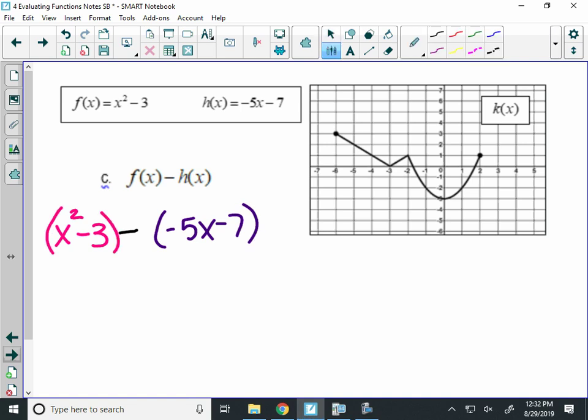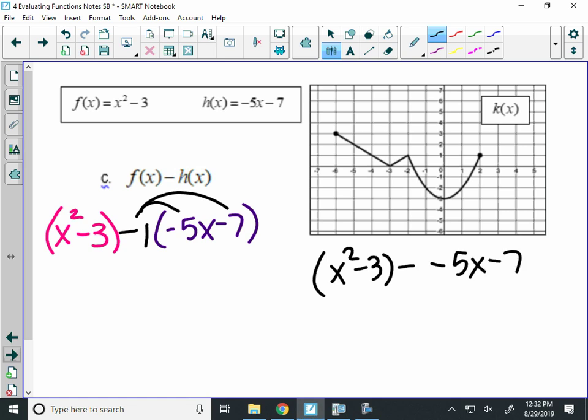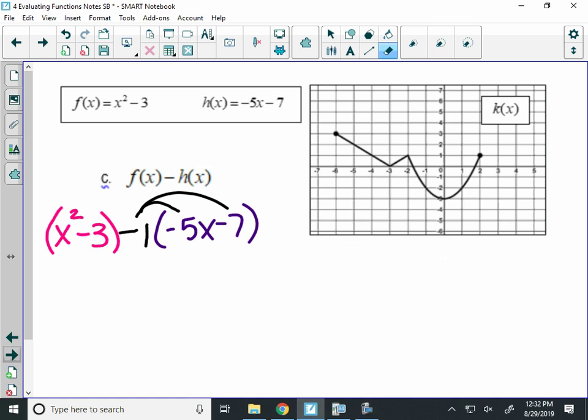And the reason I'm going to have you do that is because what do I have to do with this minus sign? Do what? Distribute it. All right? That's going to give me a very different answer than if I wrote just minus negative 5x minus 7. Because what's going to happen if you don't put parentheses is this sign will change correctly, but that one won't on the negative 7. And you'll forget that you have to distribute the negative to that term. So make sure you put your quantities in parentheses.